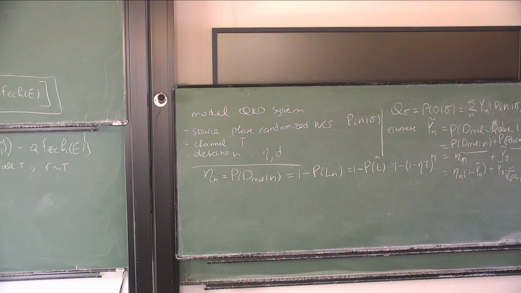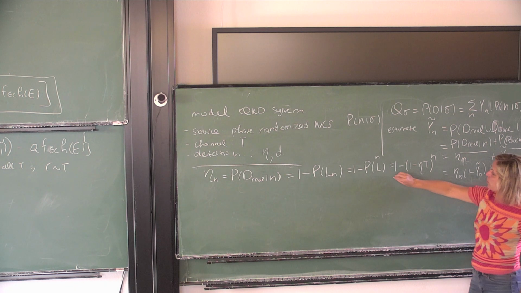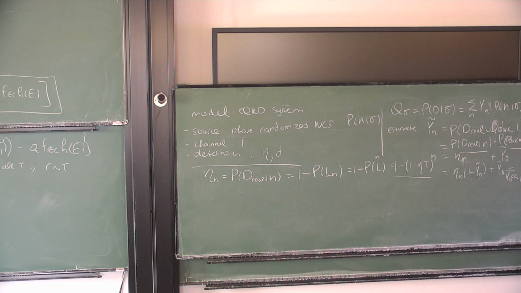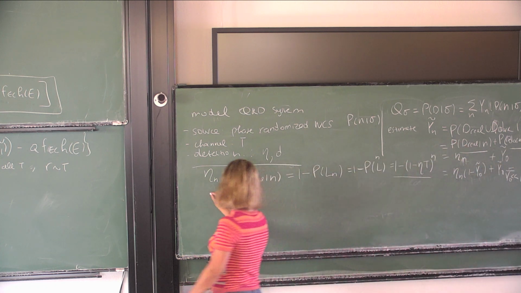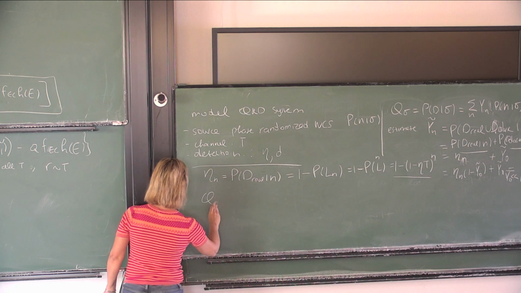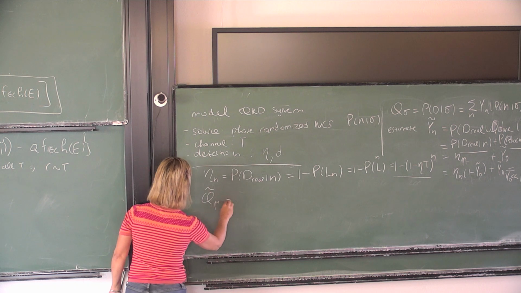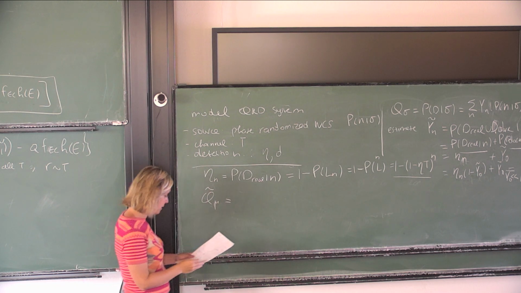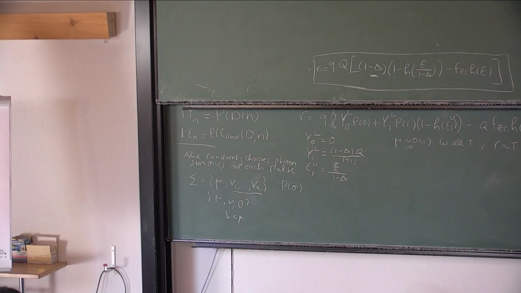Okay. And so this is the expression of the probability of having a real click. And so if we write all of this together, we can estimate the gain for the new photon statistics as being, and again, I'm not going to go into the details of the calculation, it's already complicated like this.